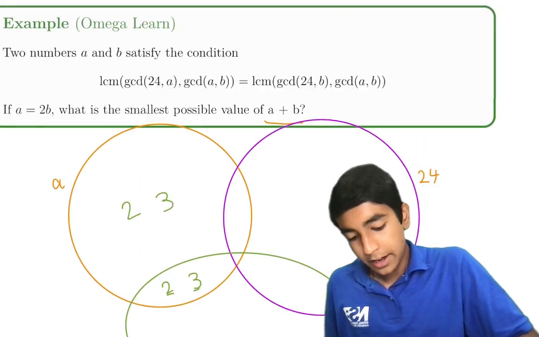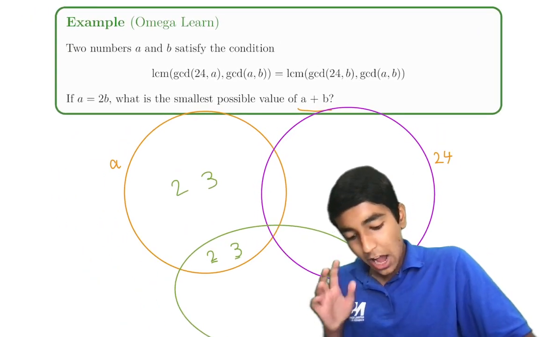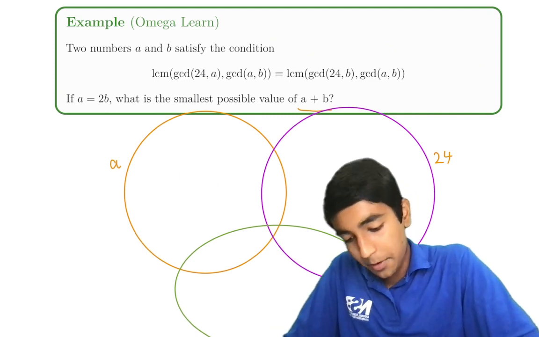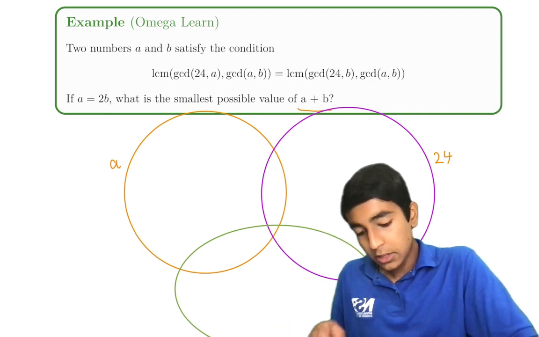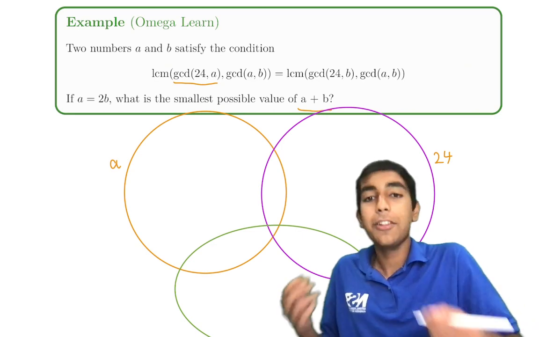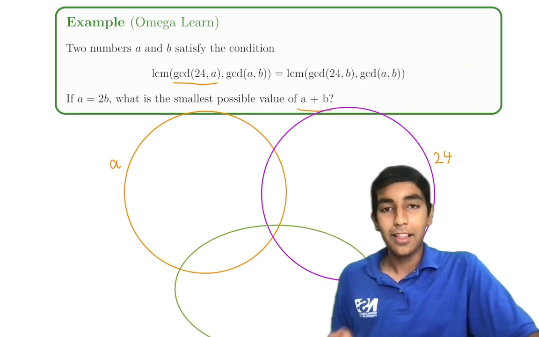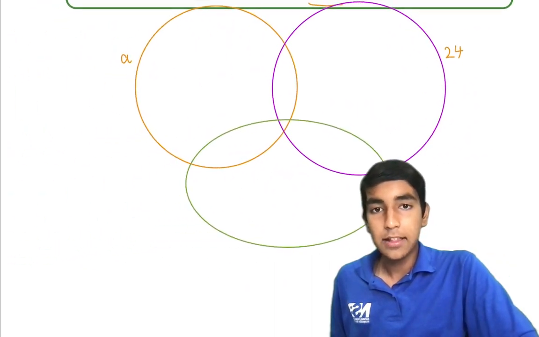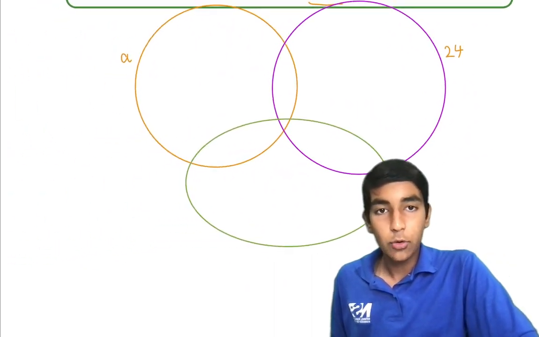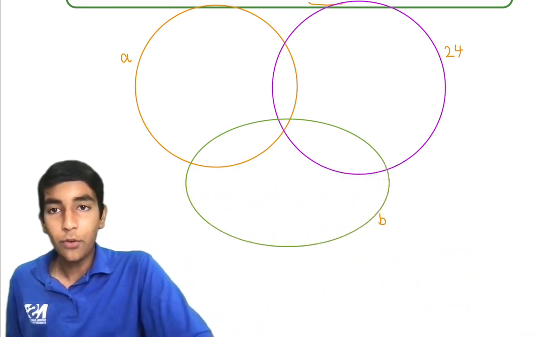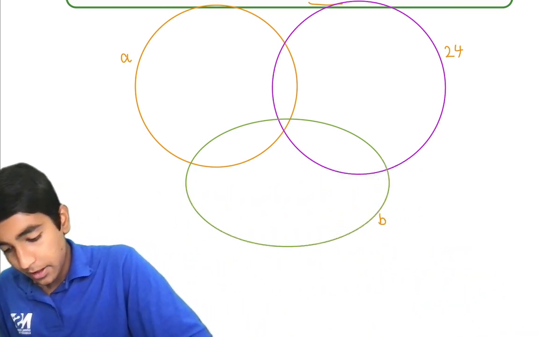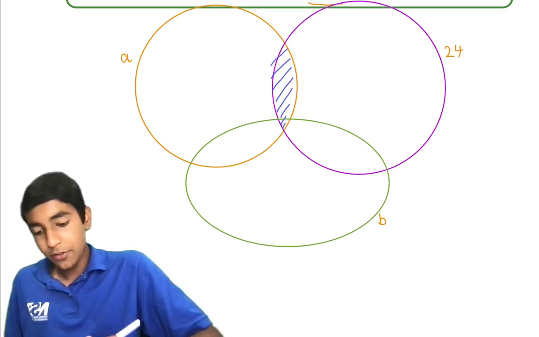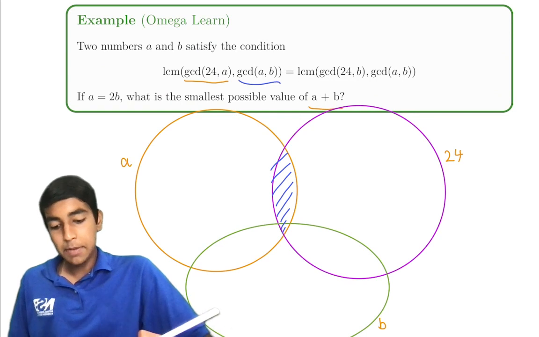Okay, so now that we understand how this model is going to work, how do we encode our problem with this Venn diagram? First of all, GCD of 24 and A. What is the GCD of 24 and A? The thing about GCD of 24 and A is that it is just going to be the region that's common to both the 24 and A circles. So that's this region right here. That's the GCD of 24 and A.